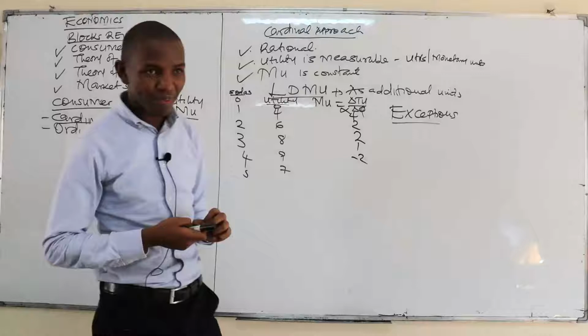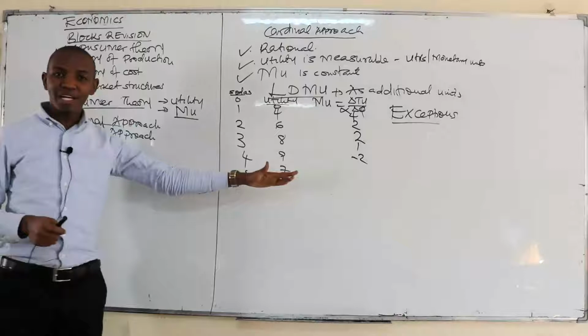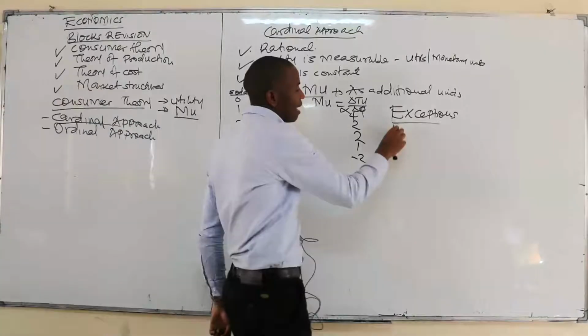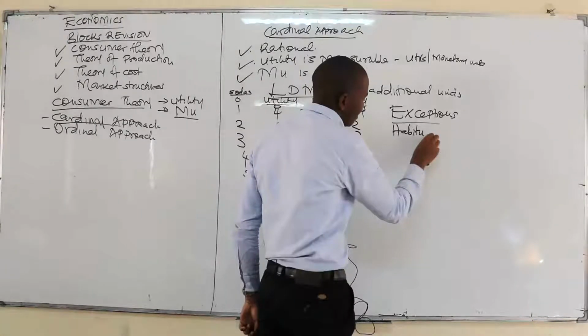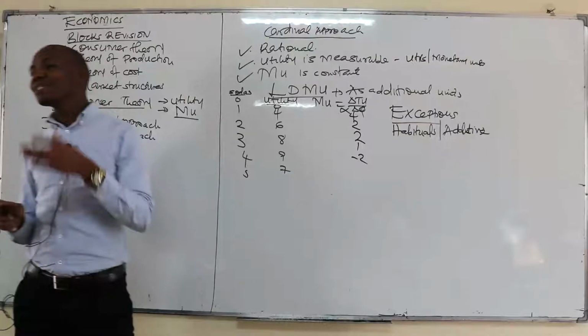There is what we call the habitual goods, or generally I can add what we call the what? Addictive goods. Addictive goods. Now, when you are addicted to something, the more you consume it, the more you are feeling better. Sindio? Kumaanisha, the more you are consuming those units, the more your marginal utility is increasing. So it is going against the what? That law. Sawa sawa. Then also we have what?